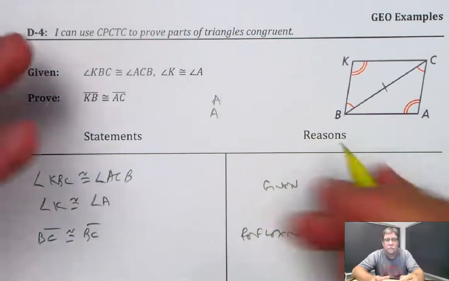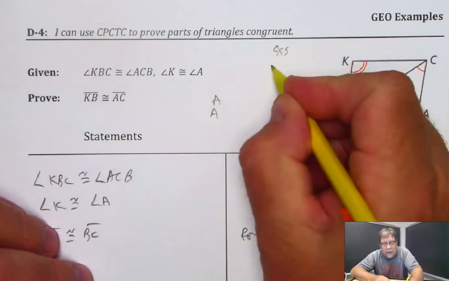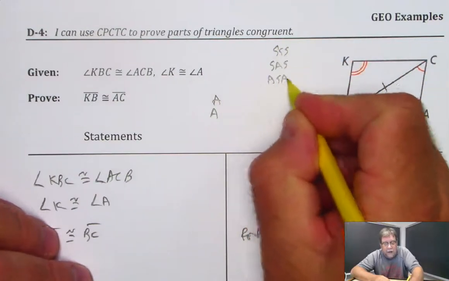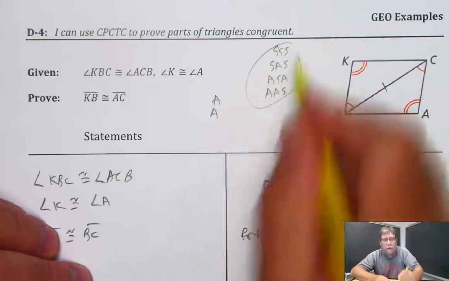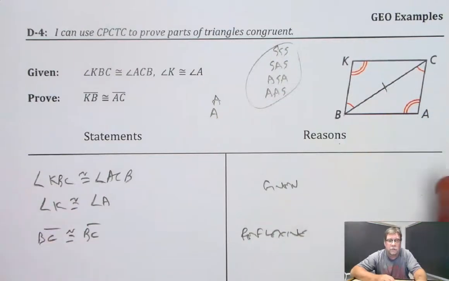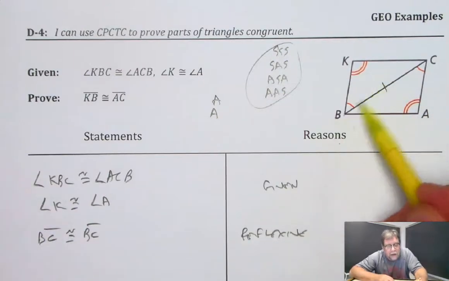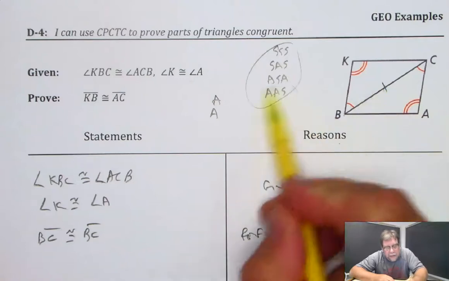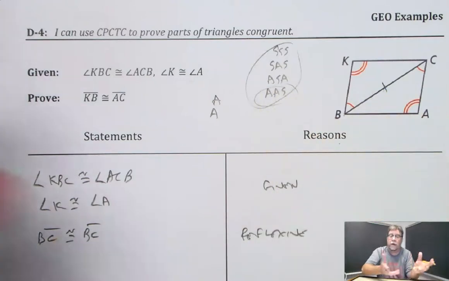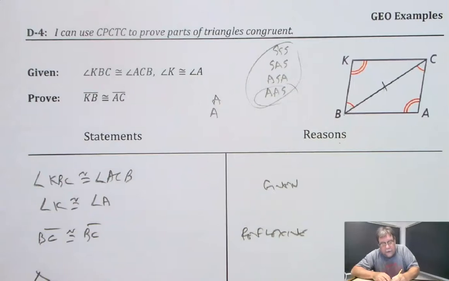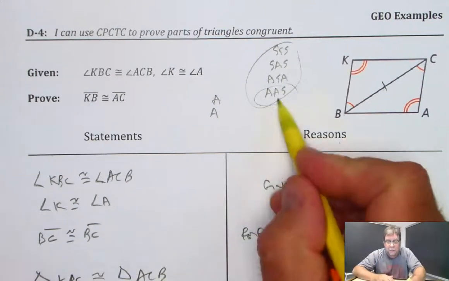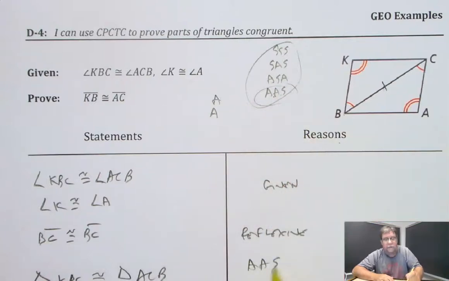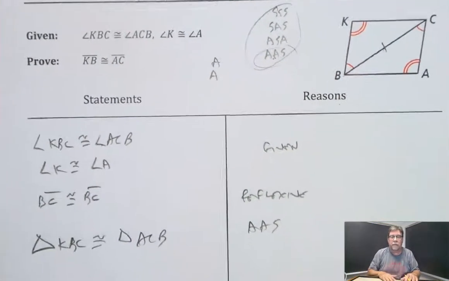Which one of our postulates, we had side, side, side; side, angle, side; angle, side, angle; angle, angle, side, which one of those can we use on these sets of triangles? So you look, and you see angle and a side, not the included side, so it's this one that we're going to be able to use. So now I can say the triangles are congruent. So triangle KBC is congruent to triangle ACB. Why? We have to have a reason, and it's this one, AAS, the angle angle side theorem. So that's how we can prove that.